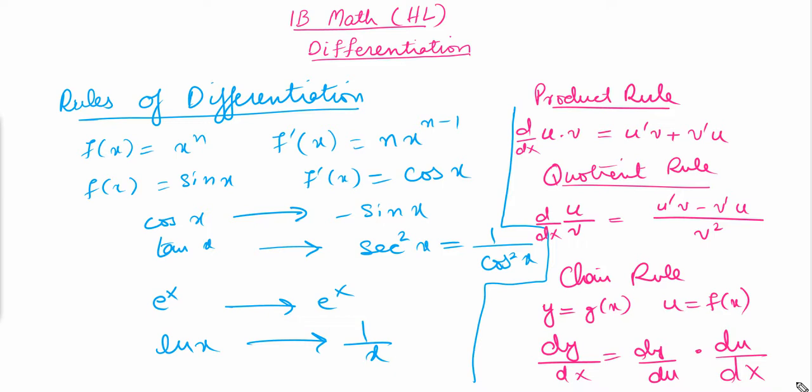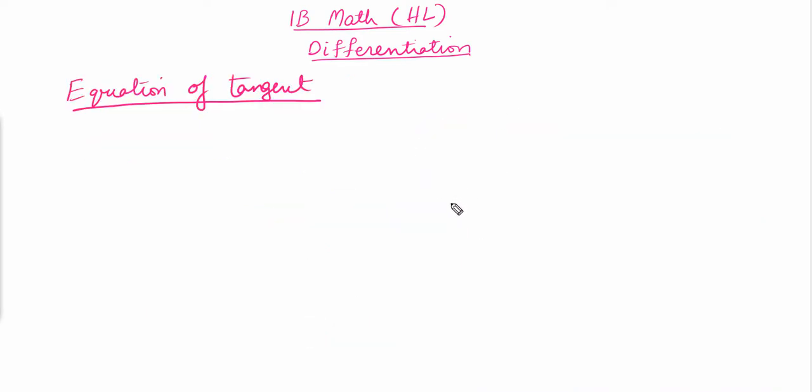Now the next thing that we have to discuss is the process of finding the equation of the tangent with the help of differentiation. By the help of differentiation, we'll work out the equation of the tangent on any curve. So let's suppose we have a curve, and the curve has a function of y equals x squared.